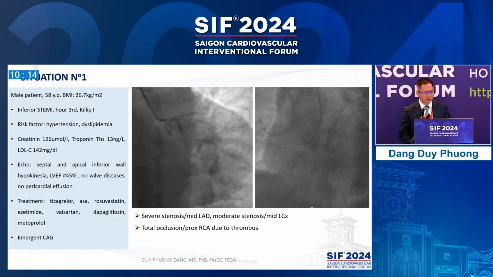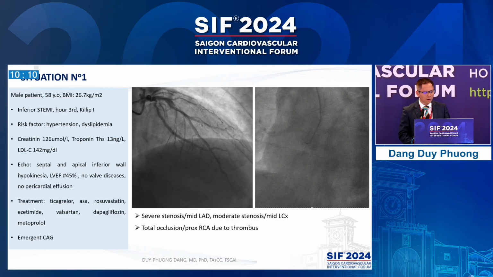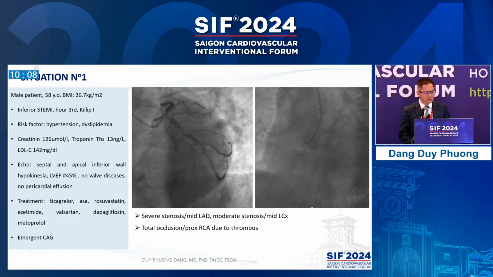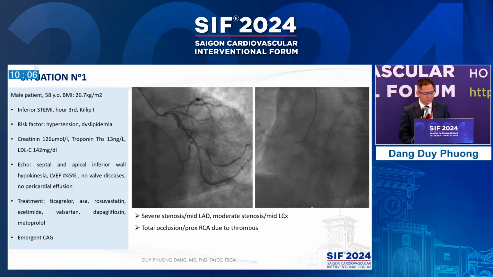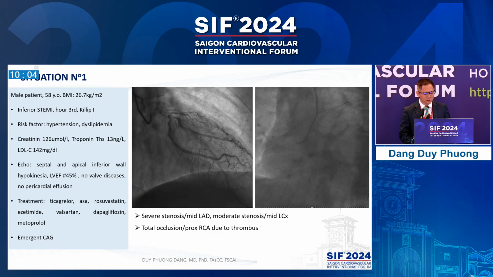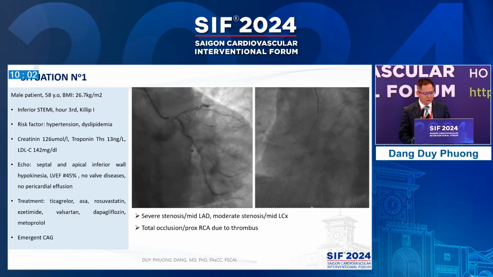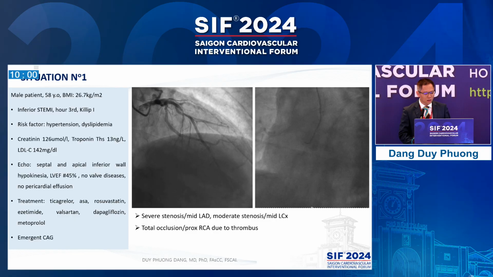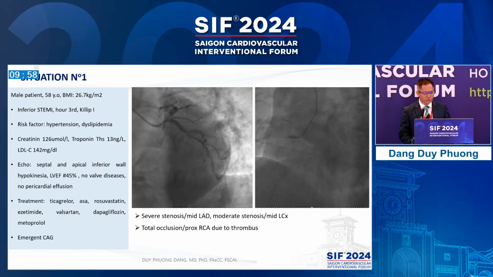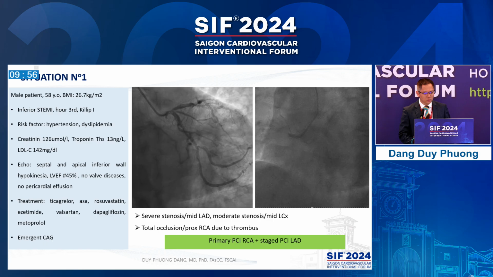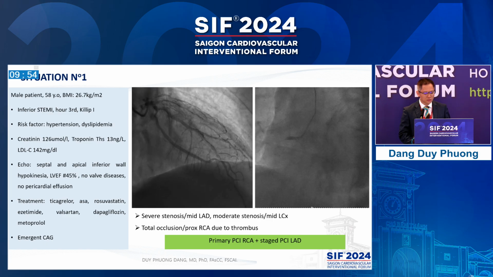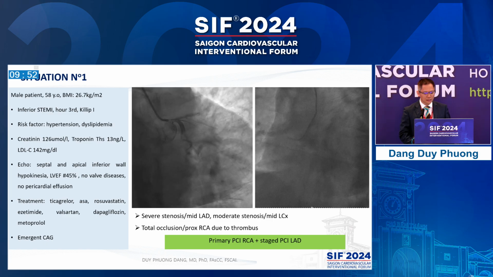We see the first situation is a male patient, 56 years old, with severe stenosis in the mid LAD and total occlusion of the RCA with thrombus, and we did primary RCA stenting. After that, we did PCI of the LAD.